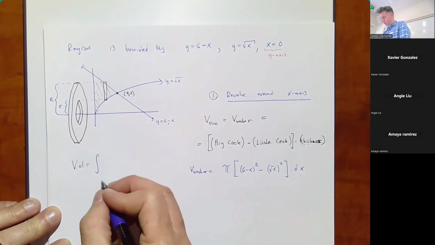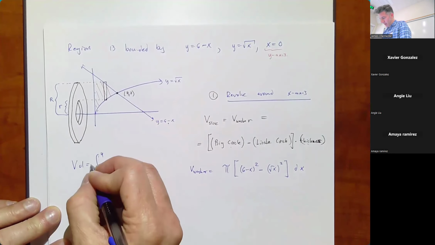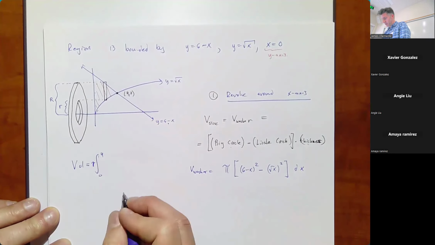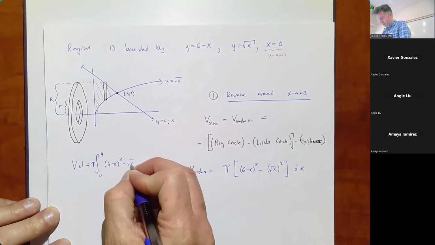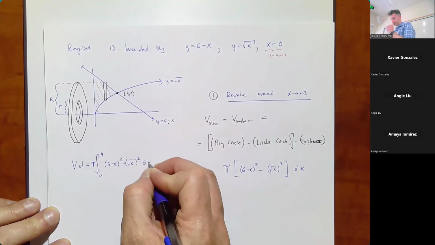And then the total volume would be the integral from as far left as 0 to as far right as 4 of pi, put out in front, times the same thing. 6 minus x squared minus the square root of x squared dx.